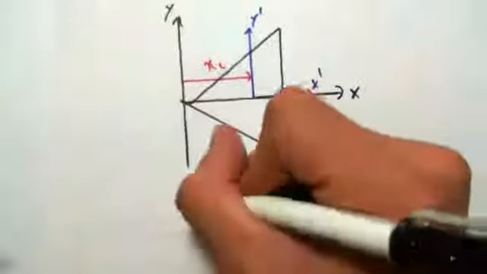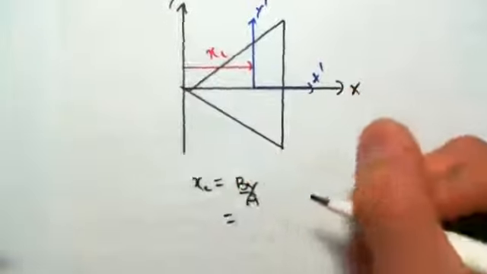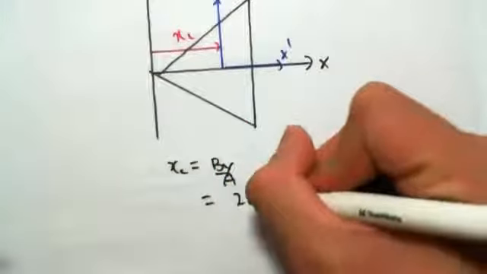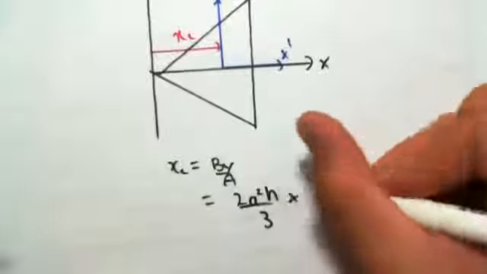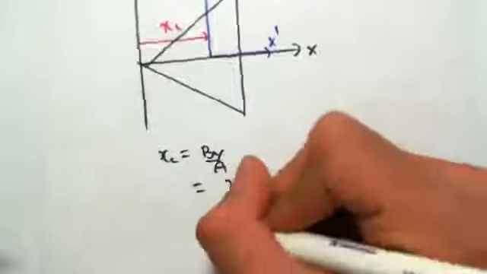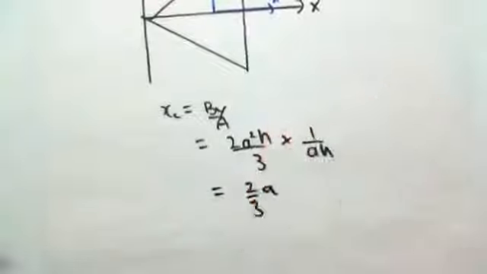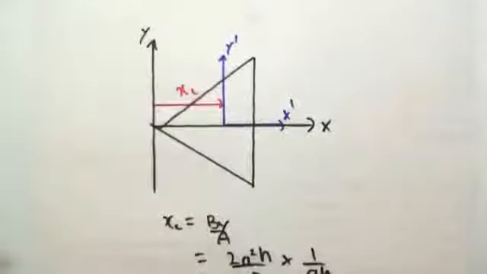We know that xc equals by on A. We found by to be 2a squared on 3. The area, so we're going to do the reciprocal of the area, it's the same as dividing, 1 on A. Simplifying this, we'll get 2/3 A. So that is xc, the distance to the centroid.